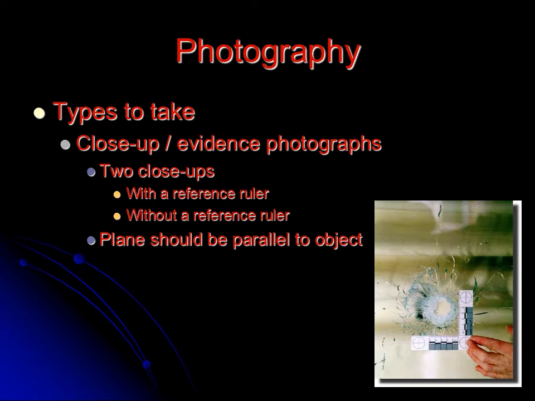So in this case, you can see the little reference ruler with a hole in a piece of glass. It shows you how big the hole is, and also shows you the little circles with the crosses through them. If they're perfectly circular, you know that is a perfectly parallel picture. If you distort it in any way, those circles become oblong egg shapes. So that tells you that you have a parallel photo, and that's important for measurement purposes. So you take it both with this ruler and also without, so the jury can see it both ways.